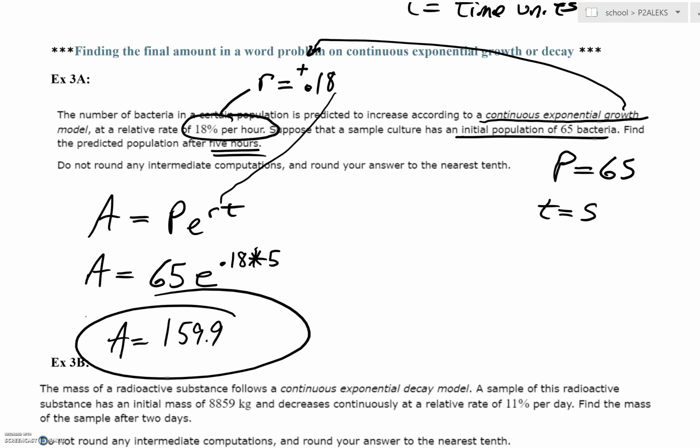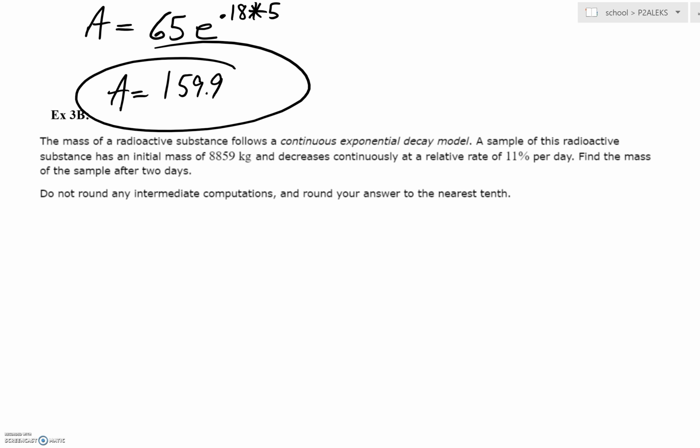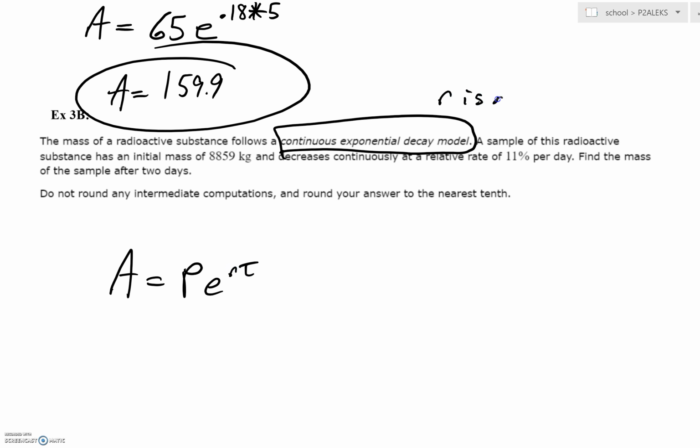So, once again, it's very much the same type of problem. You're going to have to always divide by 100 for your R. But now adding to a little bit of complexity, your R could be positive, your R could be negative. If you're talking about growth, your R has to be positive. Let's do our last one. For 3b, the mass of a radioactive substance follows decay. So it's still the PERT formula. But this time R is negative. You can read immediately. If I've got decay, I've got to deal with my R.